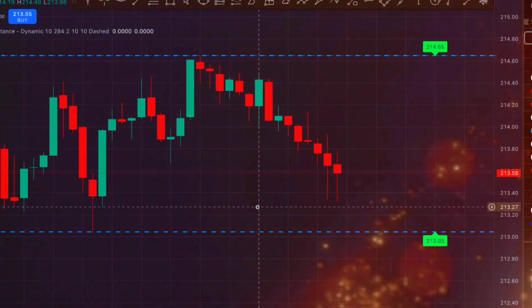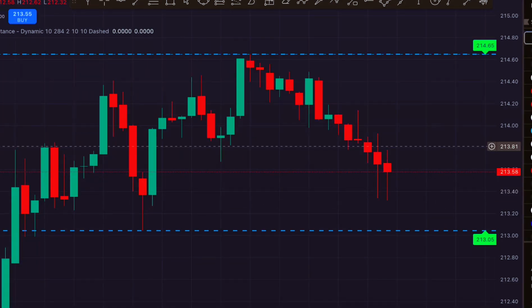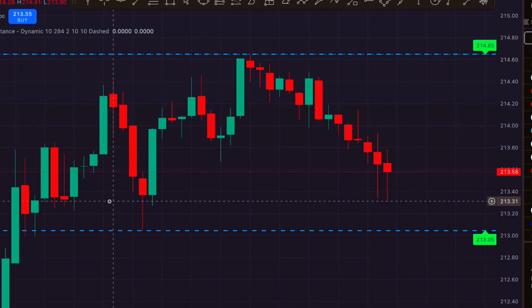So when you see a good entry pattern, it can be a hammer or an inverted hammer or a double tower, as I showed you.